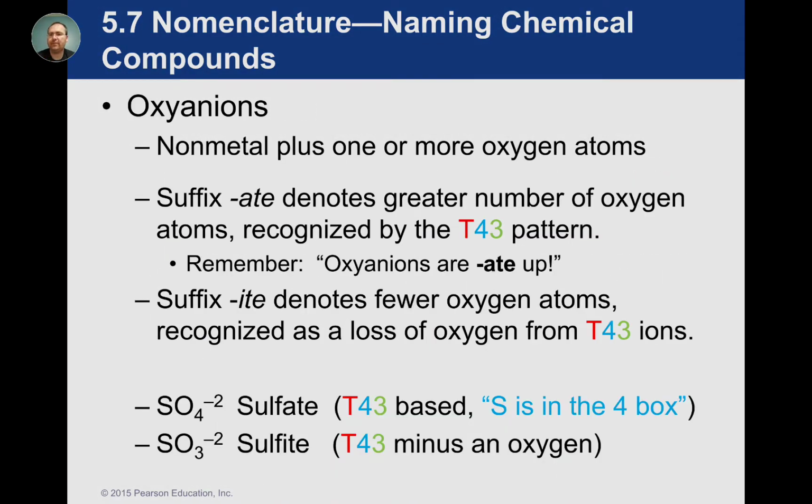So these are called oxyanions because they contain oxygen. The tricky part is how many oxygens. And I'm trying to give you a heads up with this T43 pattern that if you know that T43 pattern, you're going to know the ATE.